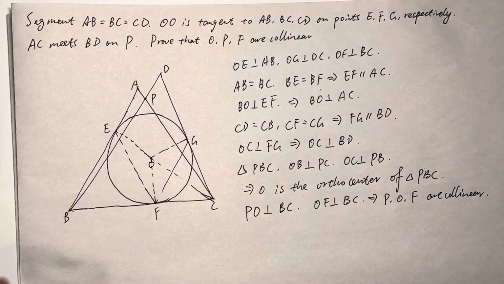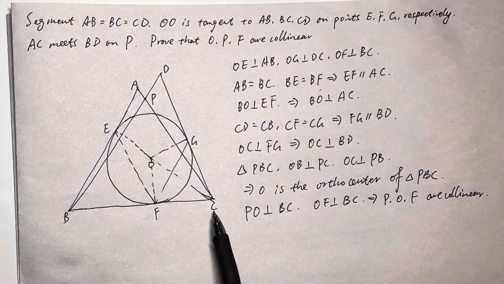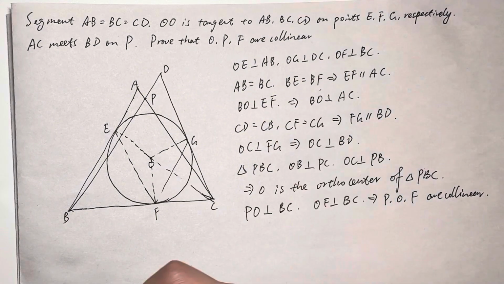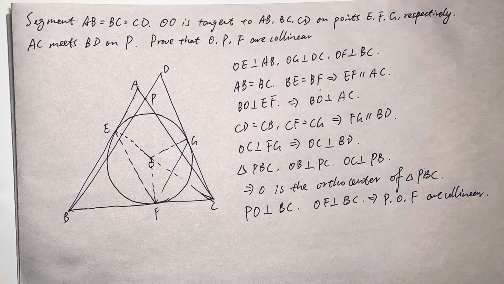Okay. So this problem is not difficult. We just need to find the breakpoint. And for this particular problem, the breakpoint is easy to find because we want to prove P, O, F are collinear and OF is obviously perpendicular to BC. That means we have to find either PO perpendicular to BC or PF perpendicular to BC, right?